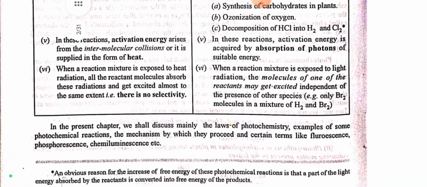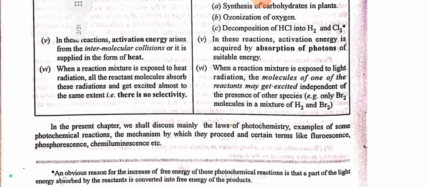In the present chapter, we shall discuss mainly the laws of photochemistry, examples of some photochemical reactions, the mechanism by which they proceed, and certain terms like fluorescence, phosphorescence, and chemiluminescence, etc.